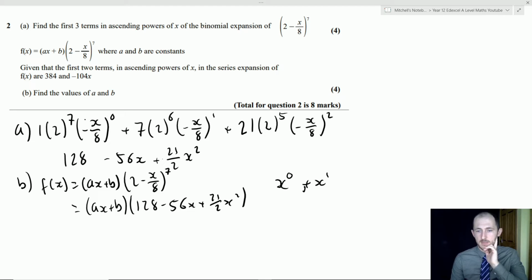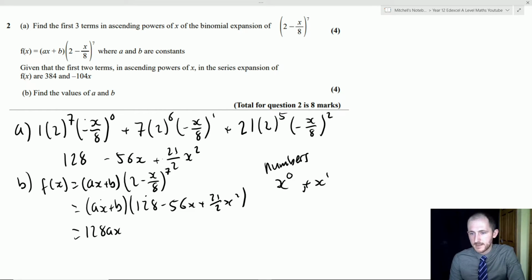Okay, so when I expand this, I don't need to fully expand it. If you get ax cubed, that's pointless. We only care about the numbers, i.e. the constants, and anything with an x. So I'm going to do ax times 128. Now, do I times ax by anything else? No, because if I times it by x, I'd get ax squared. I don't need x squared. If I times it by x squared, I get x cubed. I don't need x cubed. So I only need the first term.